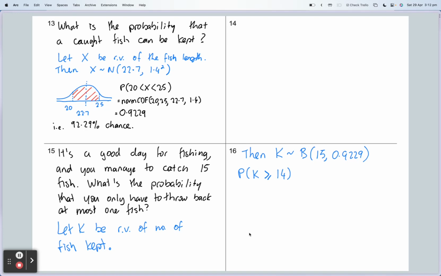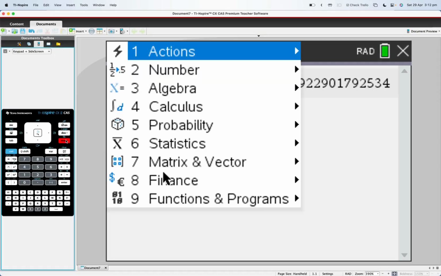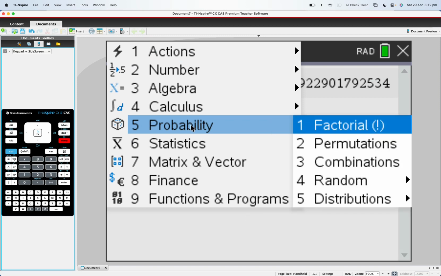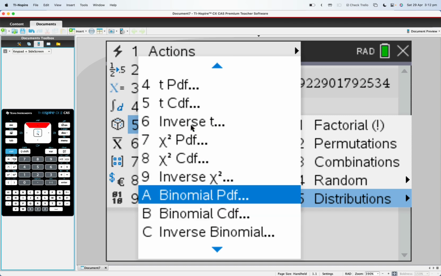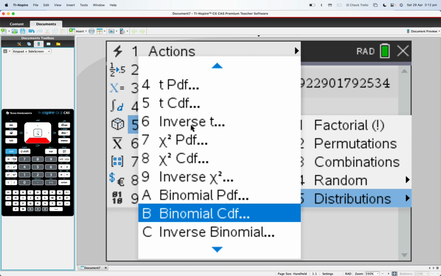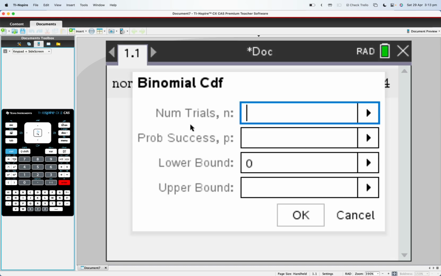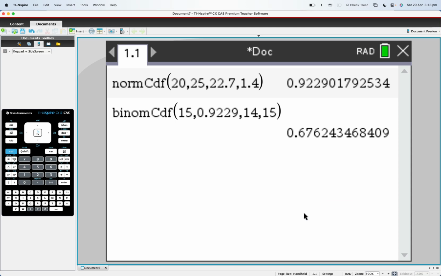So on my calculator, I'm going to go menu, probability, distributions, and then binomial CDF. Remember, PDF is used for a single probability. CDF is used for multiple. And I'm going to say the number of trials is 15 in total. Probability of success is 0.9229. The lower bound is 14 because it needs to be greater than or equal to 14. If it was just greater than 14, I'd make that 15. And then the upper bound is the same as the number of trials, 15. Press OK, and I get 0.676.